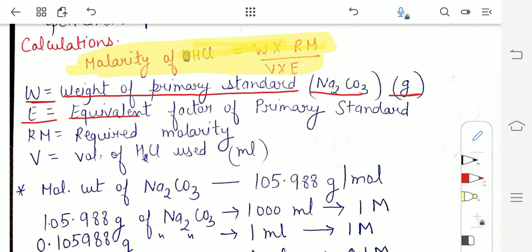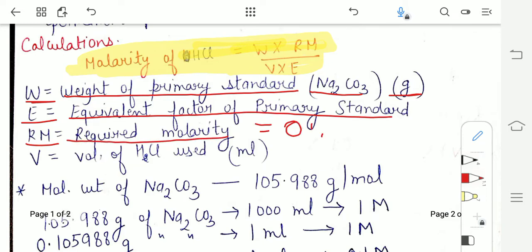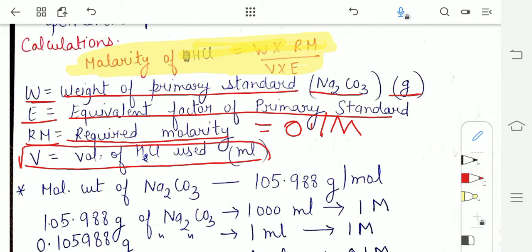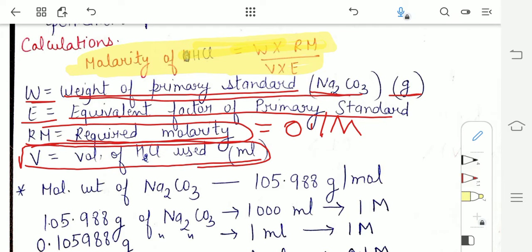E is the equivalent weight of primary standard. Rm is the required molarity, which is 0.1 M. We need to prepare a solution of 0.1 M, and V is the volume of HCl used. This we can calculate from the burette reading in the titration. The required molarity we know, and the weight of primary standard we can calculate. Now the main thing over here is E, which is the equivalent factor of primary standard.